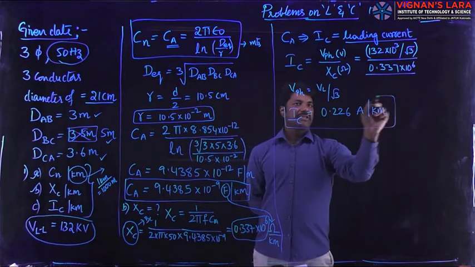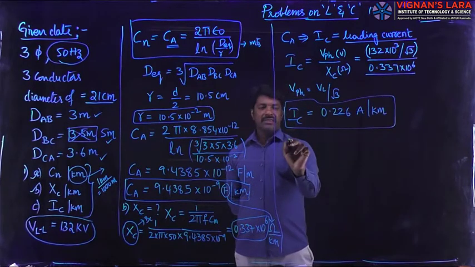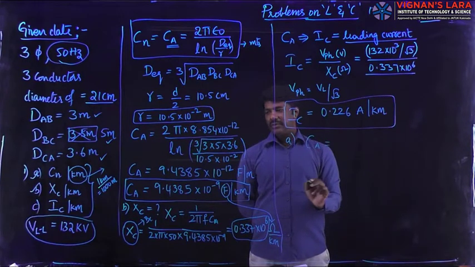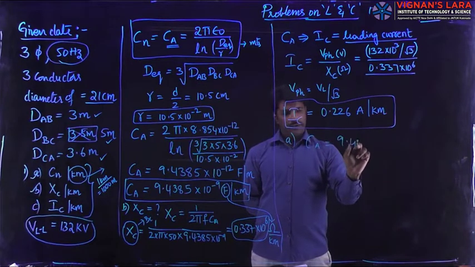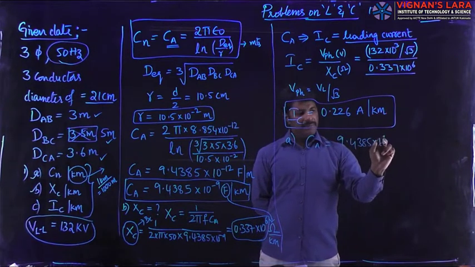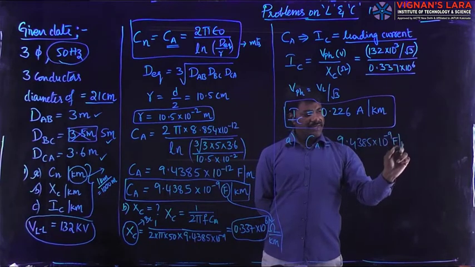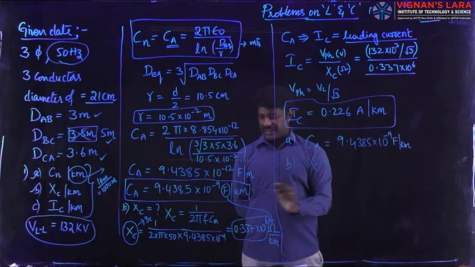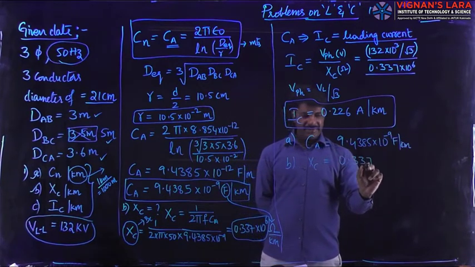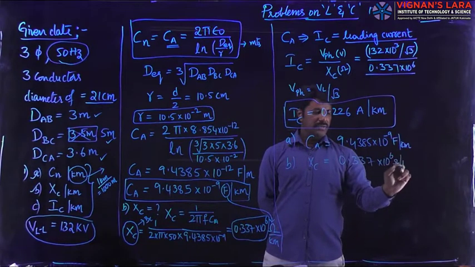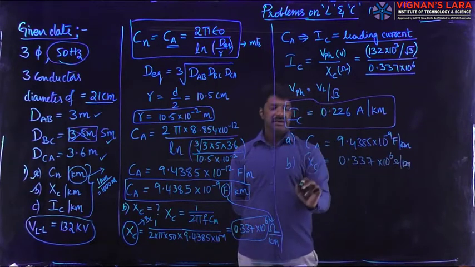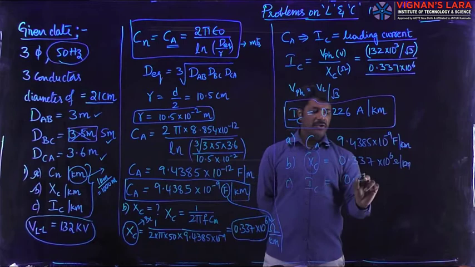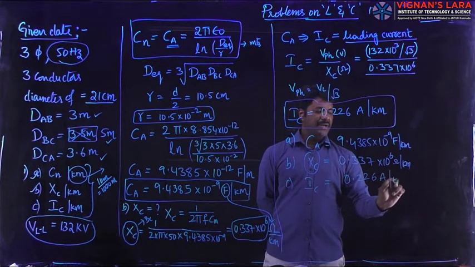So, observing the conclusions of this first problem, the first bit we completed on calculating the capacitance of the conductor, whose value is equal to 9.4385 into 10 power minus 9 farads per kilometer length. And in the second bit we calculated the ohmic value for the same kilometer length, whose value is 0.337 into 10 power 6 ohms per kilometer. With the help of this XC, we estimated the amount of the leading current called charging current, whose value is 0.226 amperes per kilometer length.